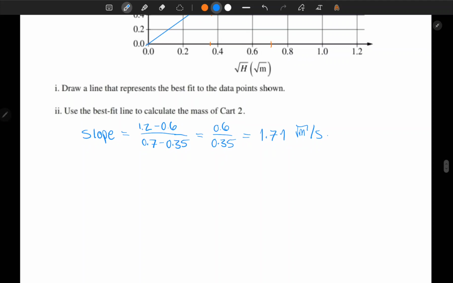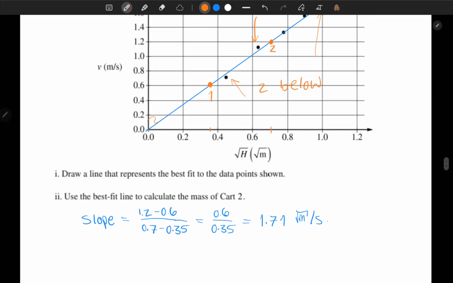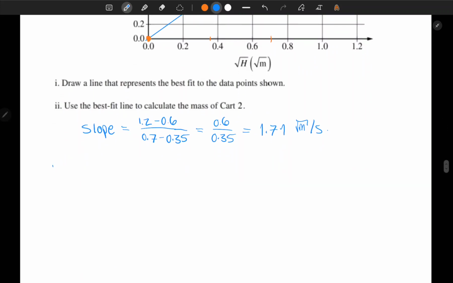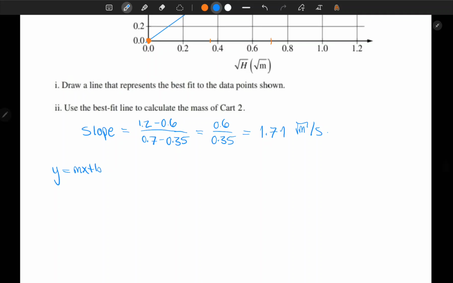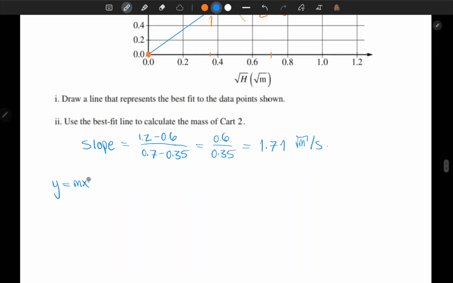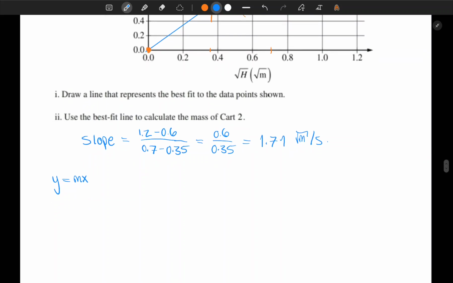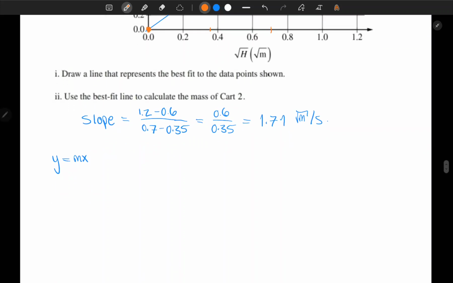Next, since this line passes through the origin, as we can see here, we can fit it to the following equation. We know it should be y = mx + b for a general line in the xy plane. But since it passes through the origin, b is equal to 0. So this line, y = mx, is exactly the line which matches this. Next, we know that here y is our v value, our velocity, and x here is equal to the square root of h.